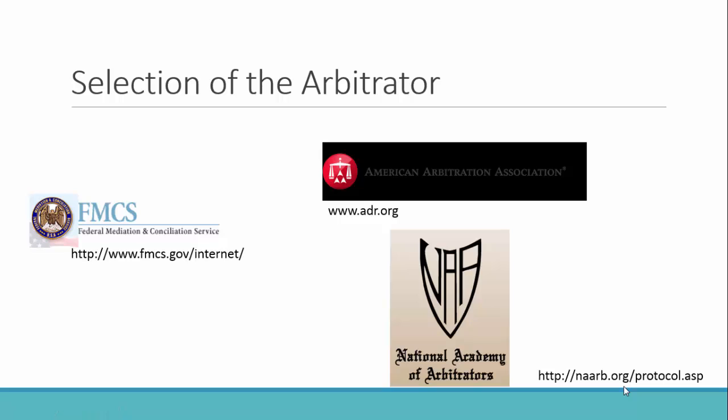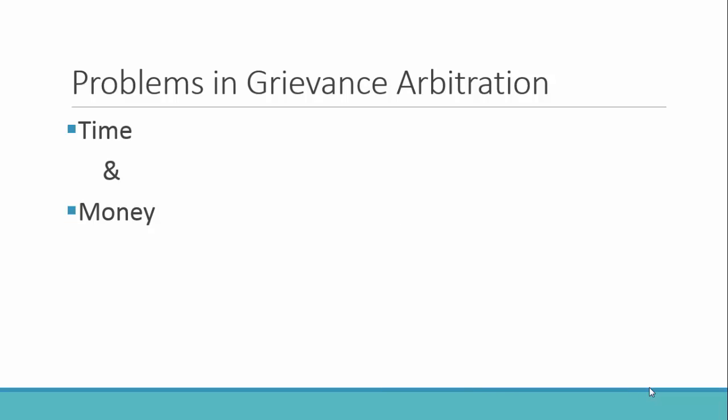Grievance arbitrators, like interest arbitrators, are usually selected from rosters provided by different organizations, such as the Federal Mediation and Conciliation Service, the American Arbitration Association, and the National Academy of Arbitrators. Just to be clear, grievance arbitrators are those who intervene in issues after the contract was signed and approved, while interest arbitrators address impasses over contract negotiation issues. Some problems in grievance arbitration are time and money. We have seen that within the organization it would take 110 days just to go to arbitration. From there, the process can be extended, being very time and money consuming.